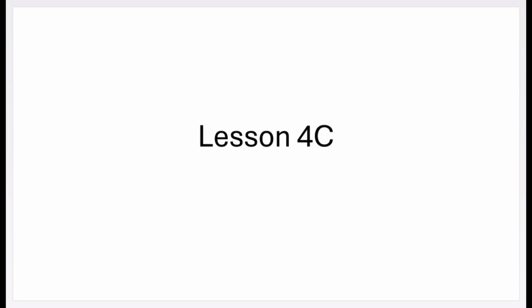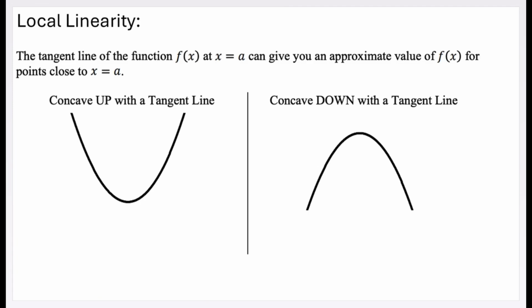All right, so lesson 4C is going to be on something called local linearity. Local linearity is when you know information about a tangent line and some information about a function, but you are unable to find the specific value of the function at a specific point. So you use the tangent line close to that point to estimate the value of the function at that point.